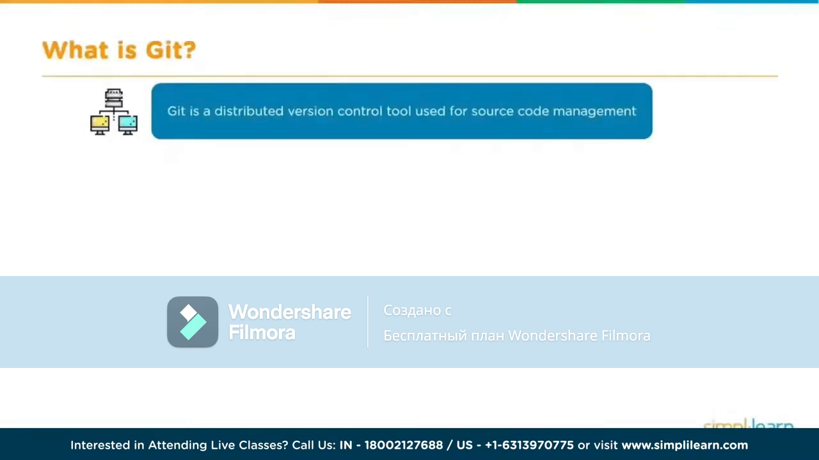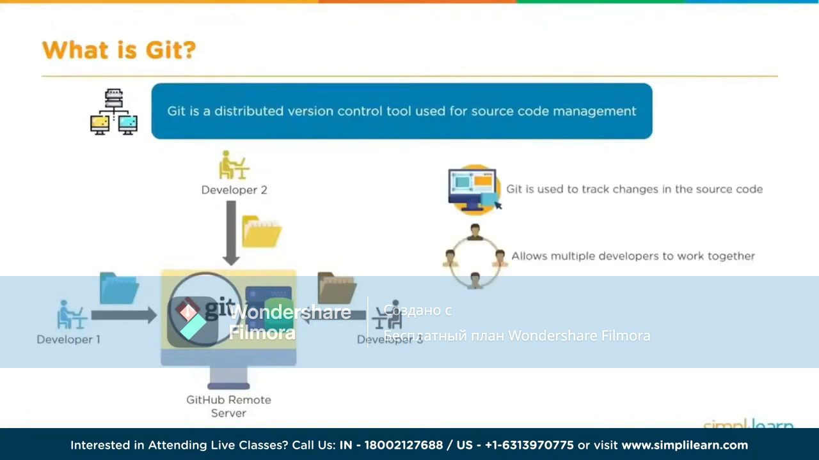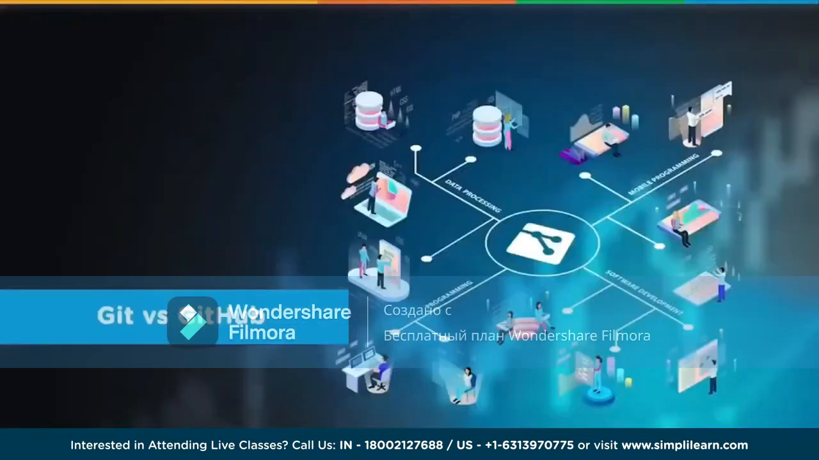So what is Git? Git is a distributed version control tool used for source code management. GitHub is the remote server for that source code management, and your development team can connect their Git clients to that remote hub server. Git is used to track the changes of the source code and allows large teams to work simultaneously with each other. It supports non-linear development because of thousands of parallel branches, and has the ability to handle large projects efficiently.